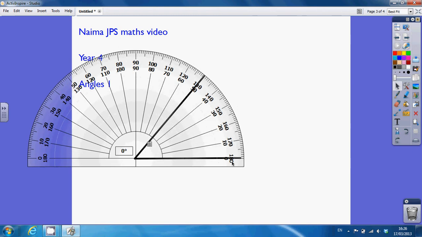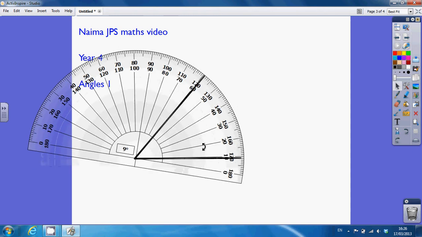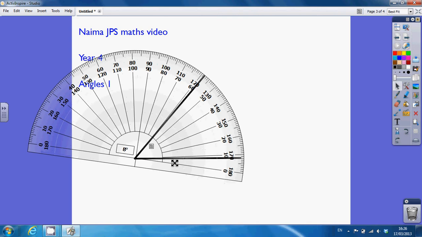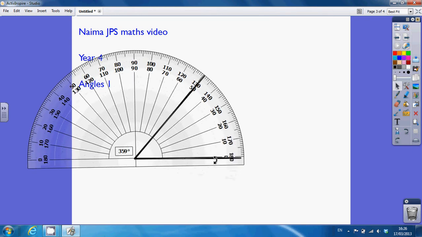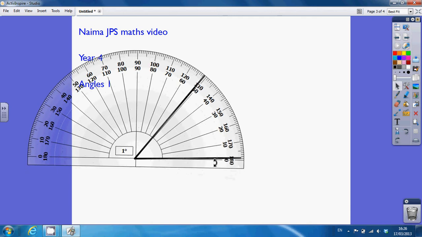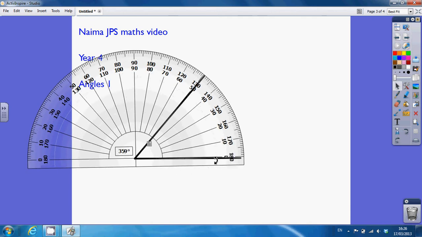Now the next important thing is that you need to make sure that this line down here, where 180 and 0 is, is lined up perfectly along the line of your angle. So I'm going to move it because it's not at the moment, so that it is lined up perfectly along the angle. And now everything is lined up correctly, and so I can follow this line up and I can read what the angle is.